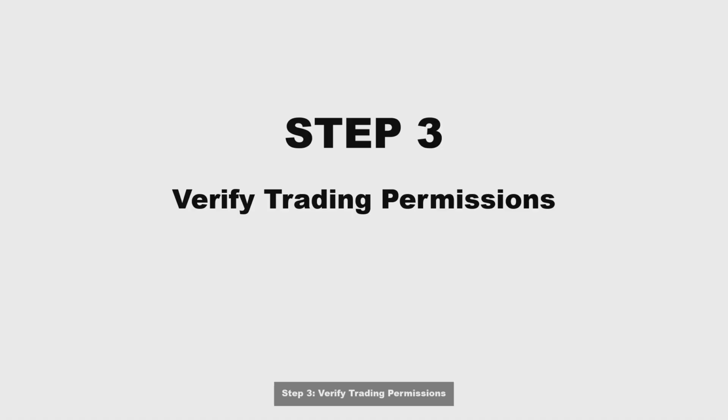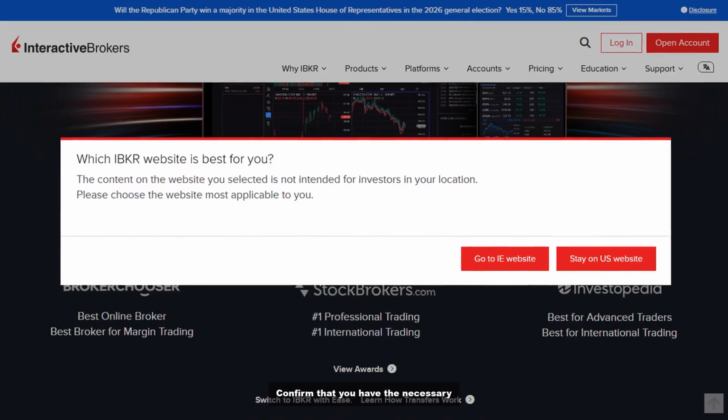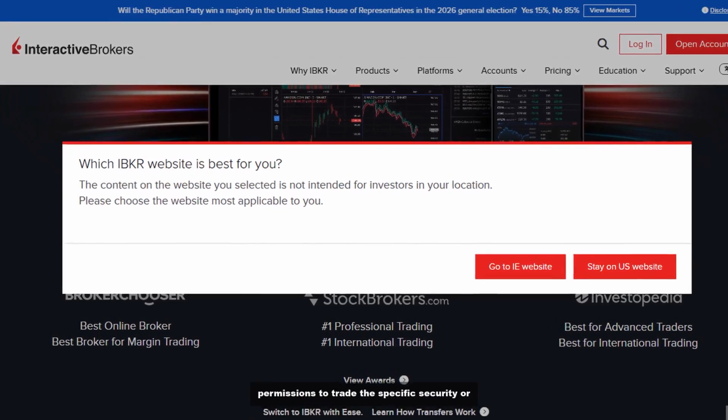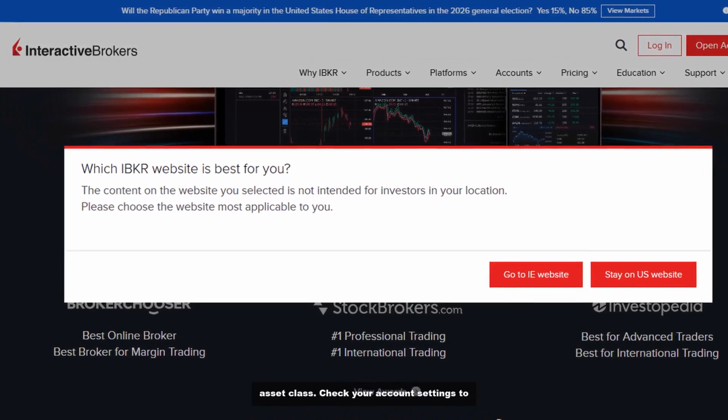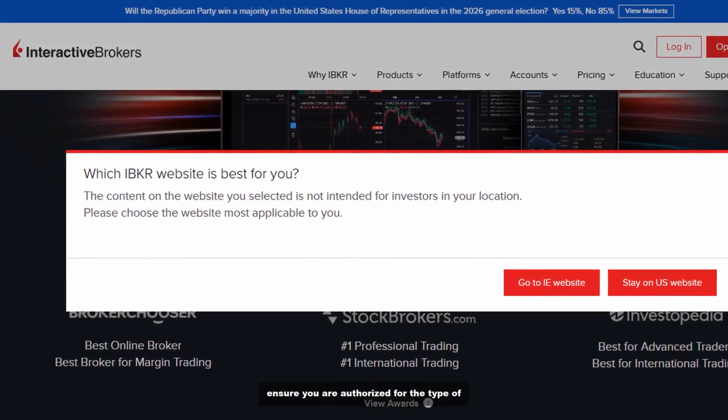Step 3. Verify trading permissions. Confirm that you have the necessary permissions to trade the specific security or asset class. Check your account settings to ensure you are authorized for the type of trade you are attempting.